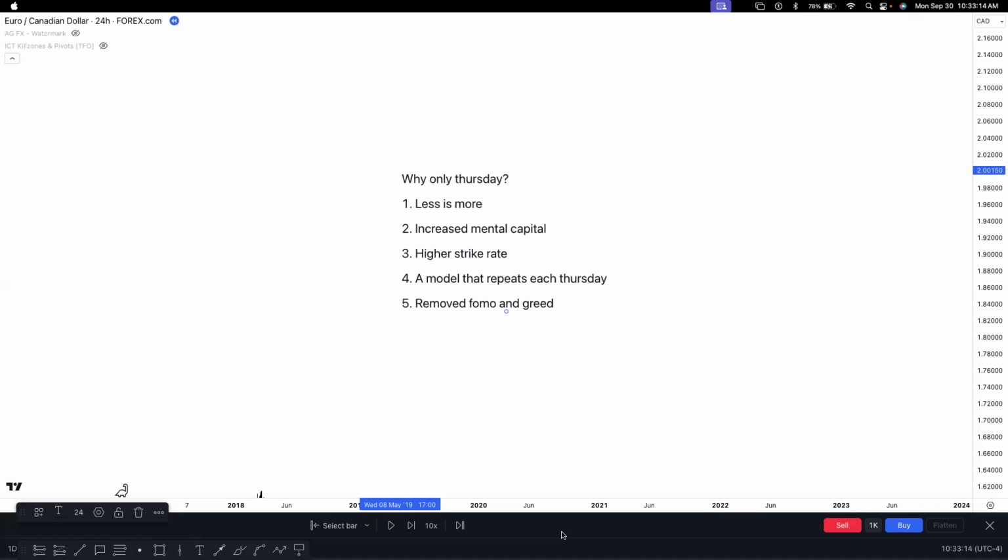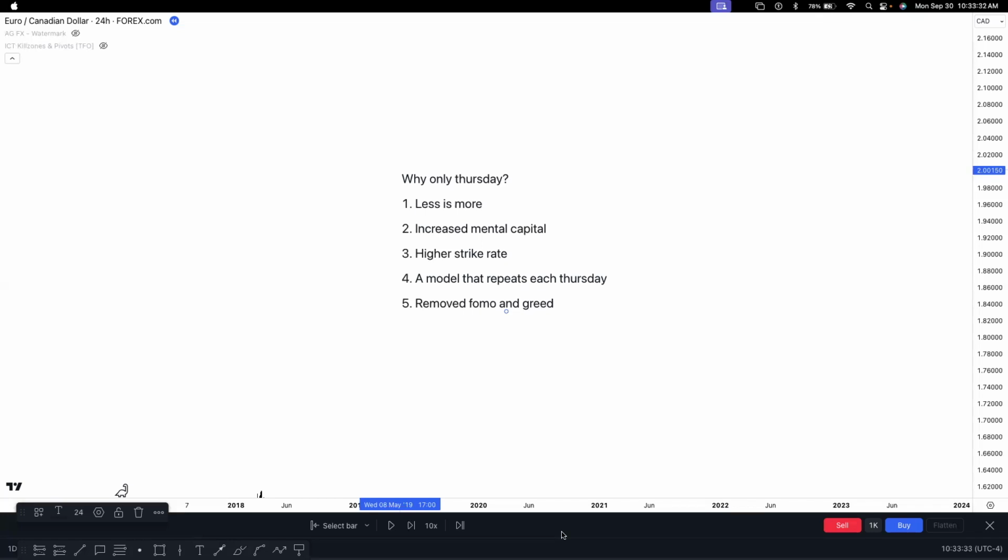Three is going to be a higher strike rate. Obviously, who doesn't want a high strike rate? Like I say, this model is in around about a 70 to 75% strike rate if just trading on Thursday. If you trade this model throughout the full week, it's going to come down to about a 60% strike rate, which is still good.